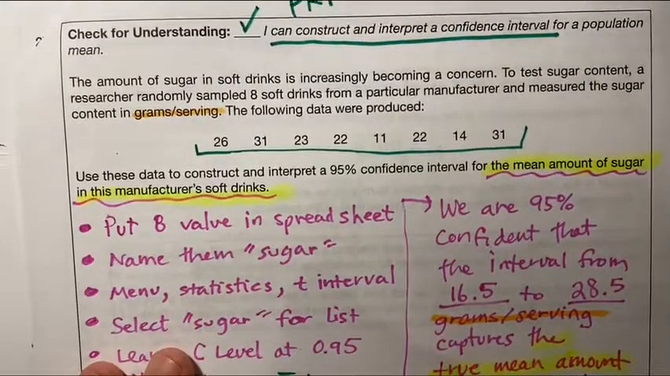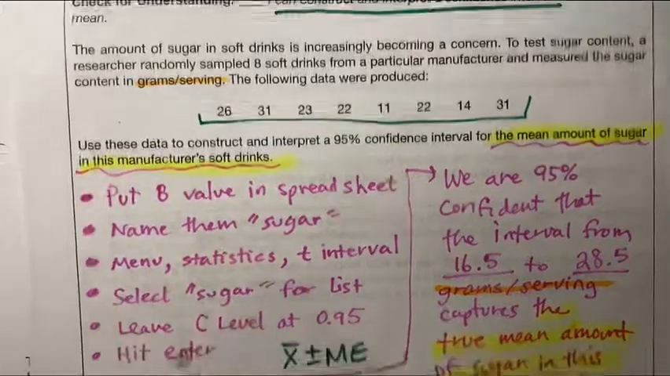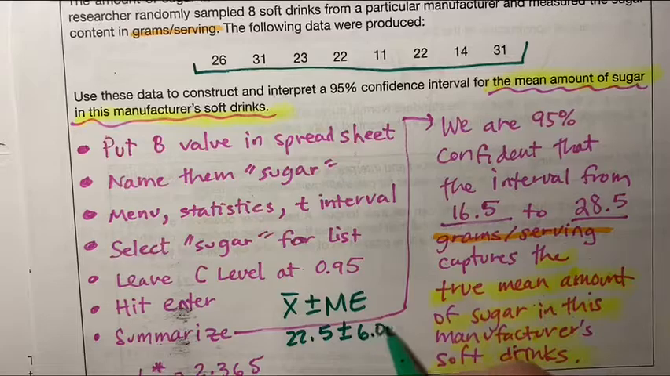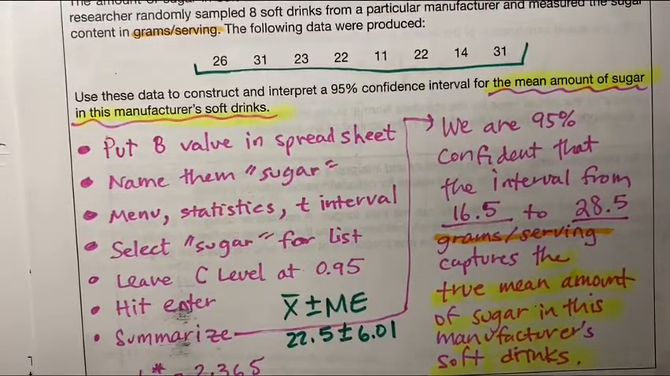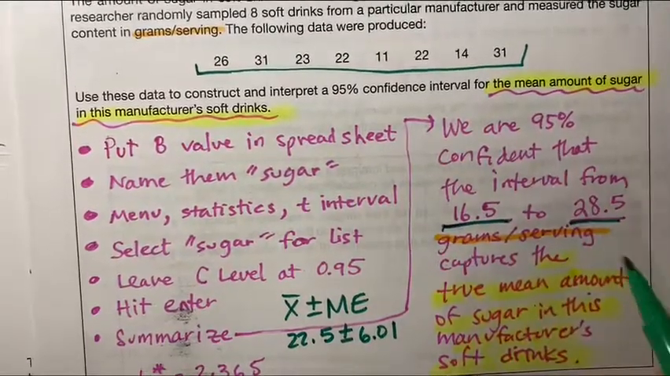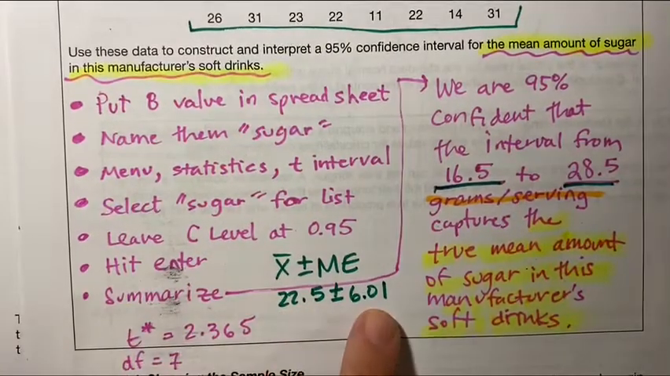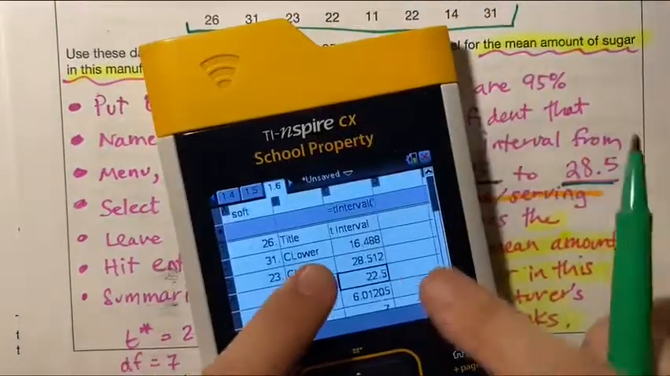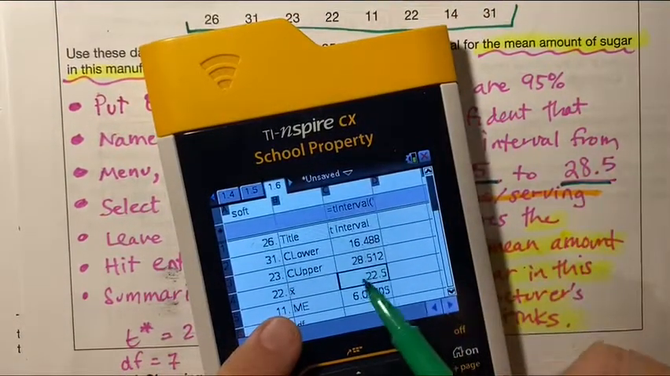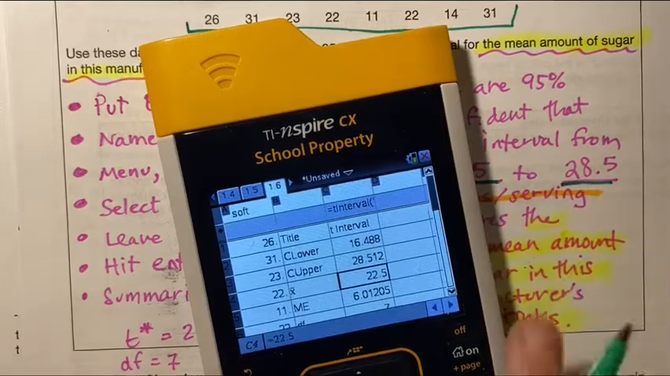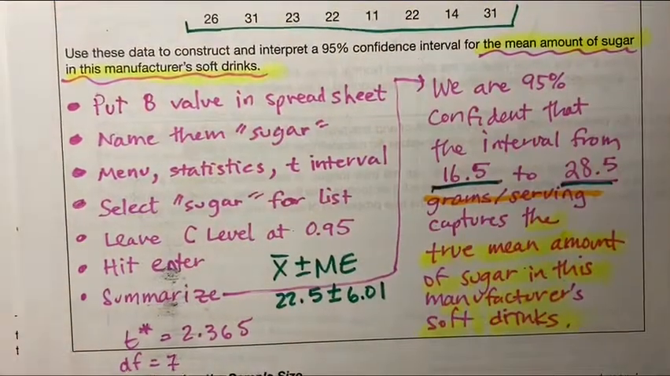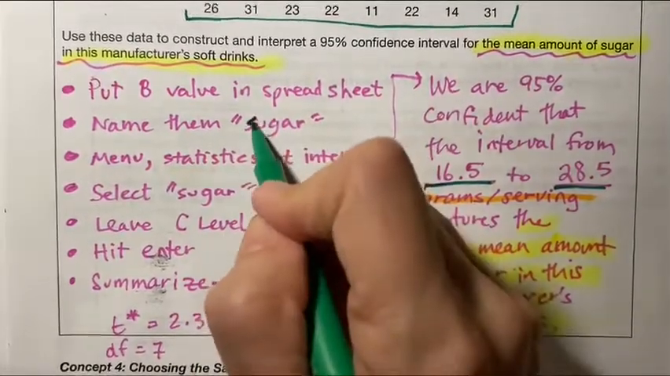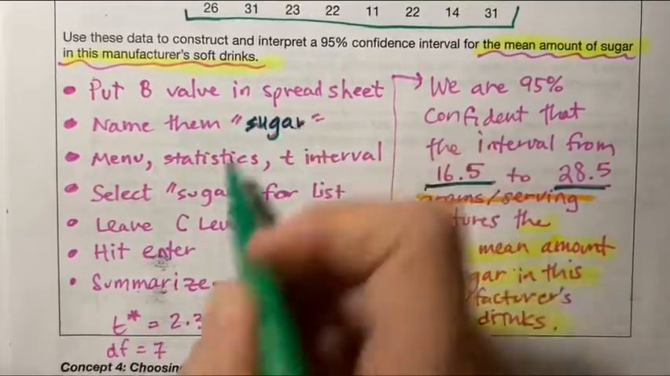So the X bar plus or minus the margin of error was 22.5 plus or minus 6.01. Okay, so where do these numbers come from? This 22.5 plus and the 22.5 minus are right out of your calculator as well. So they gave us the T lower and the T upper. Make sense? Oh, I called it soft this time. I guess the other day when I was writing this out, I called it sugar because it's the sugar content.